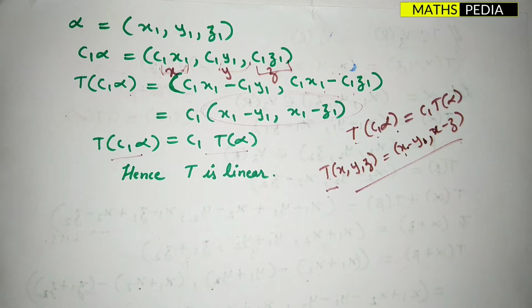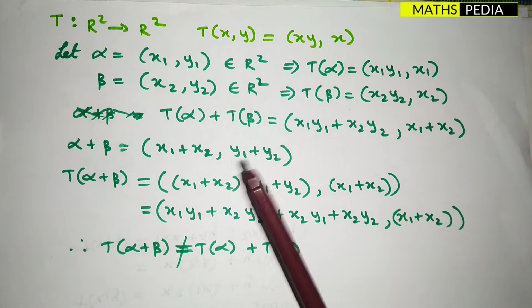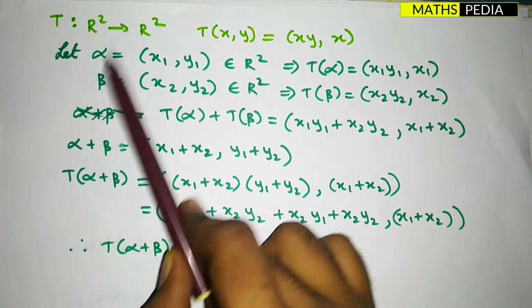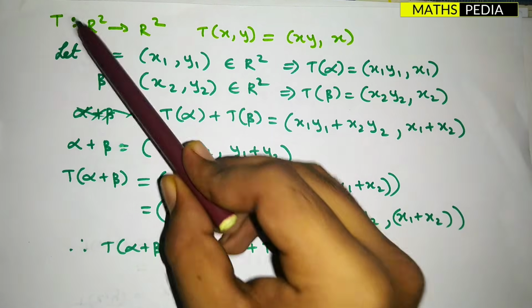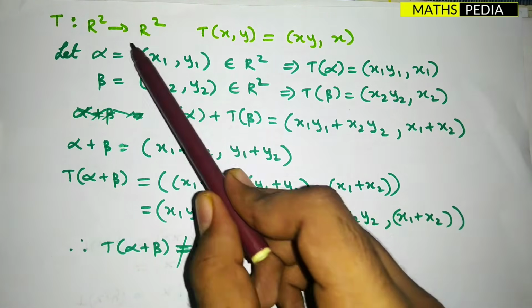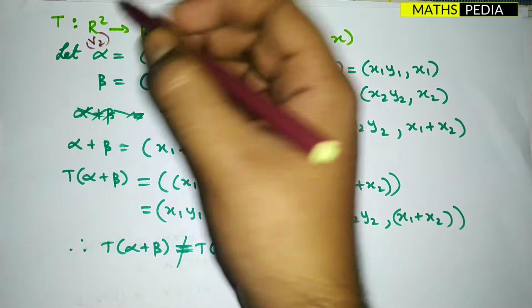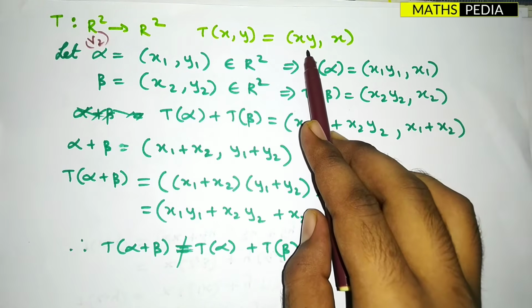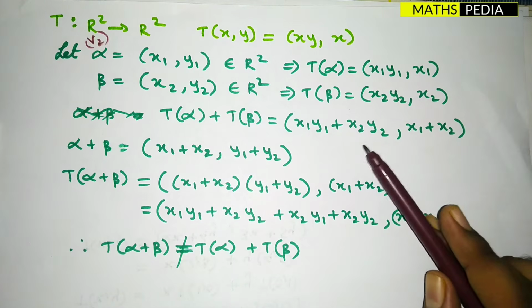Okay, so we'll take one more problem. Here we need to check again the same thing, whether the condition is satisfied or not, whether T is linear or not. T is from R square to R square. Okay, it's the same thing. Now T of x comma y equals xy comma x. This is the given thing.